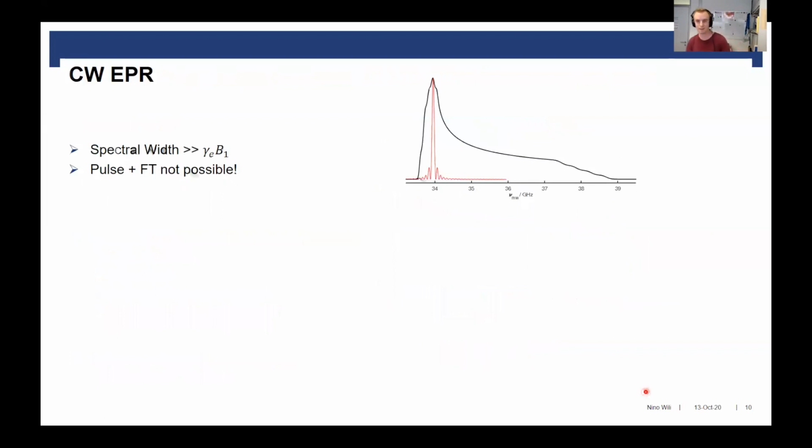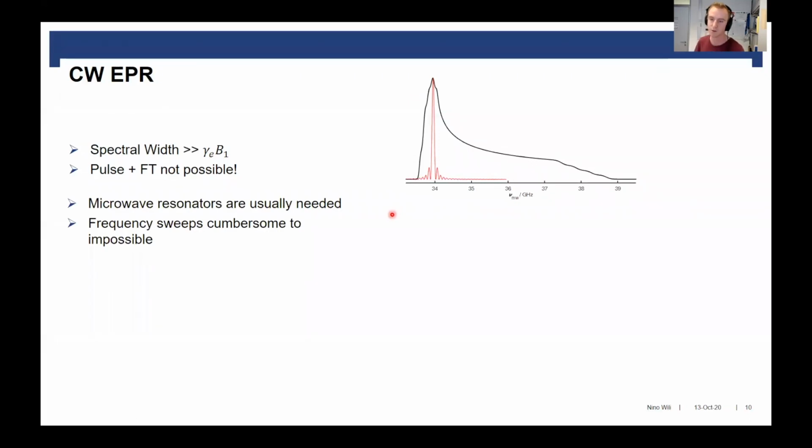Now, I think the first question most NMR spectroscopists have, if they have not heard a lot about EPR, is why we still use CW. The reason is that our spectral width is usually much larger than the gamma B1 that you can achieve. So if you look at the excitation profile of this pulse, if you do an FID and a Fourier transform, what you would see is the excitation profile of this pulse, and not really the spectrum here.